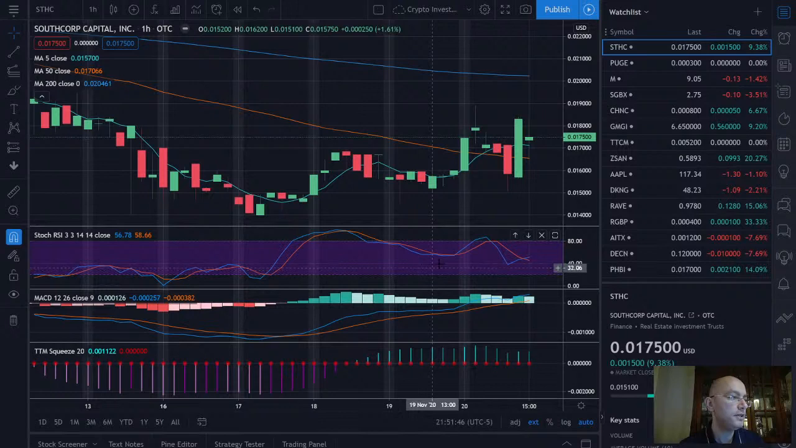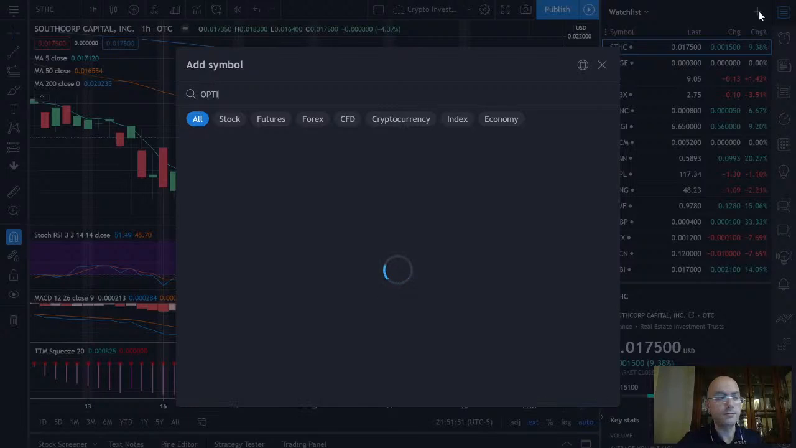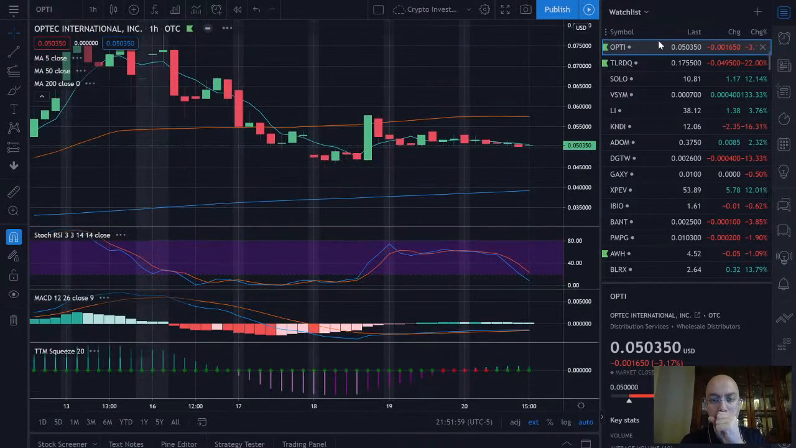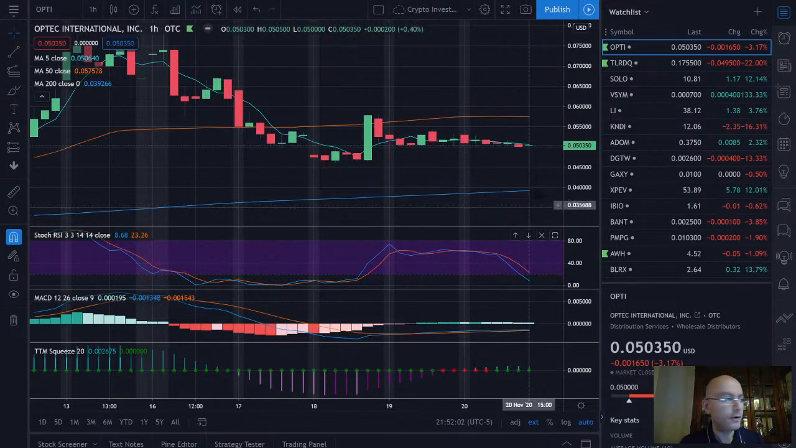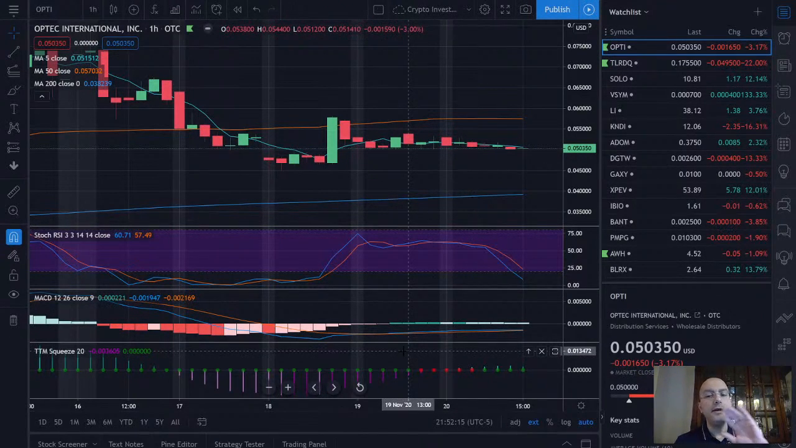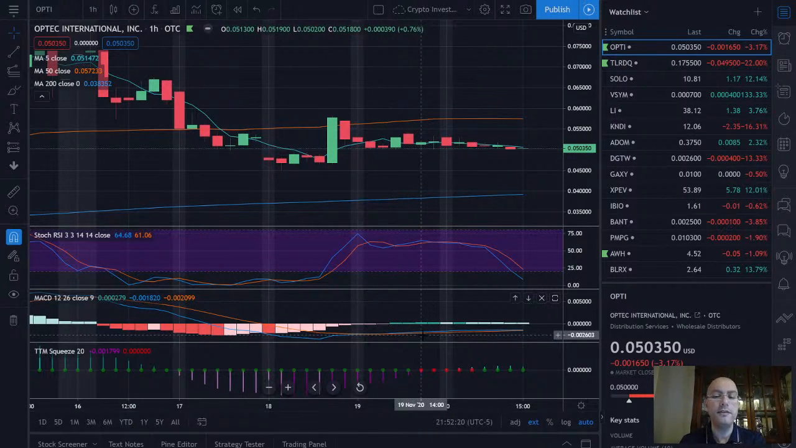Can you look at Opti? The lines are below the pink and green bars. Let me look at Opti. Perfect. Opti, here you go. Okay, so the lines are below the pink and green bars. Oh, okay. Yeah, that doesn't matter. That's actually a very nice observation, Chuck, right there.